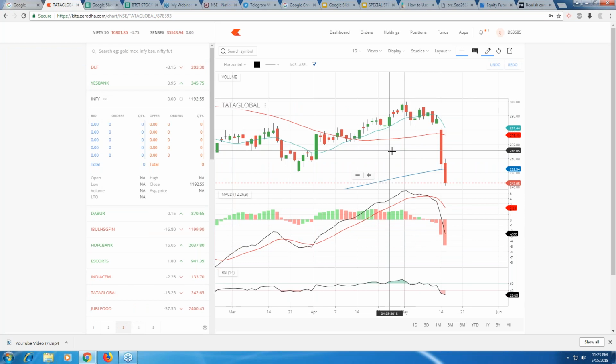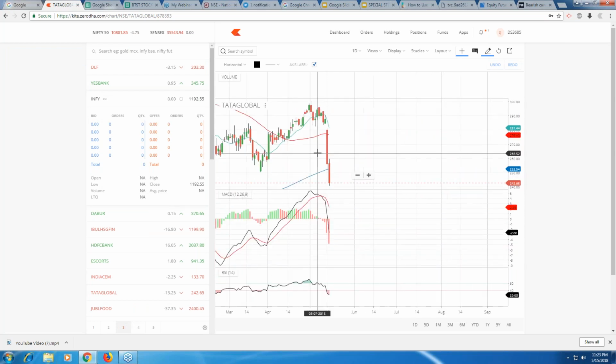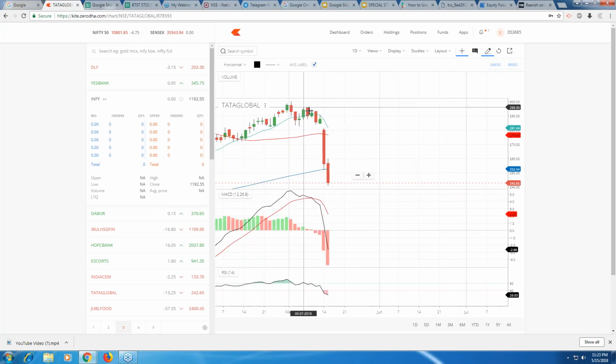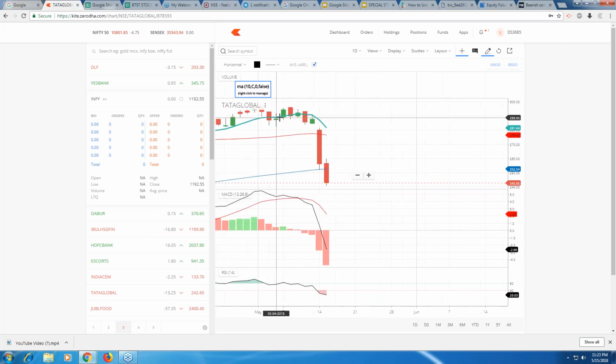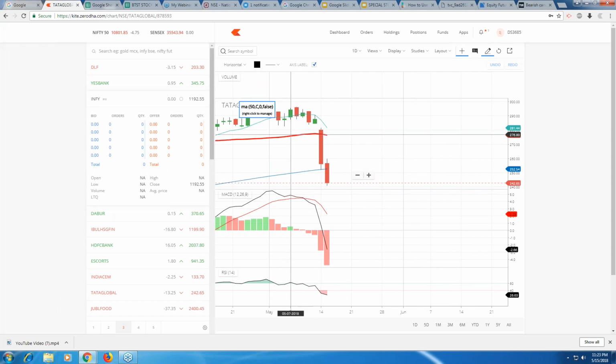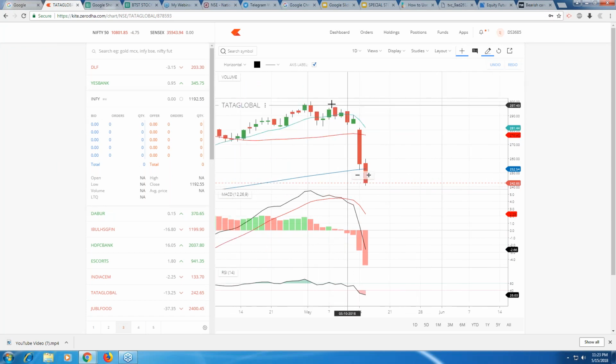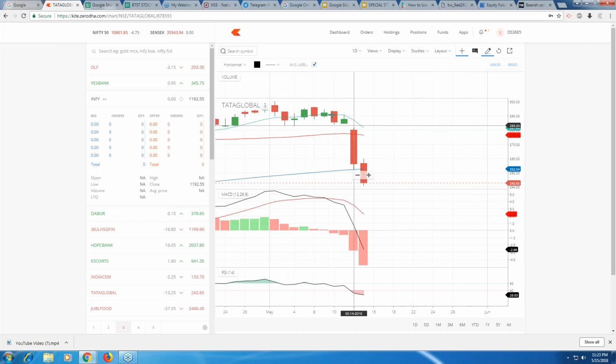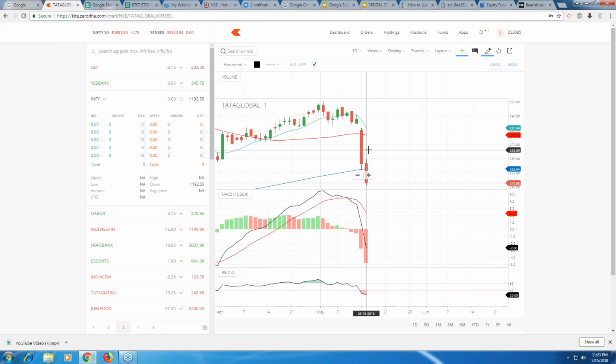So see, Tata Global had a good massive fall yesterday, and after that today also. Now see here, this was like a piercing candle. Can you see this candle? This was a piercing candle, and this was a bearish engulfing. The candle pierced the 10 moving average. Price rejection at the higher level, and then for the next 2 days, the stock has been just falling down.